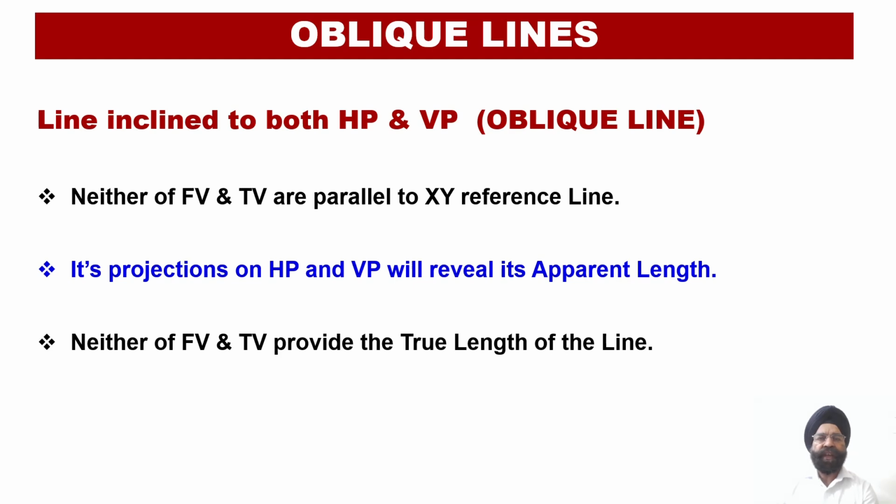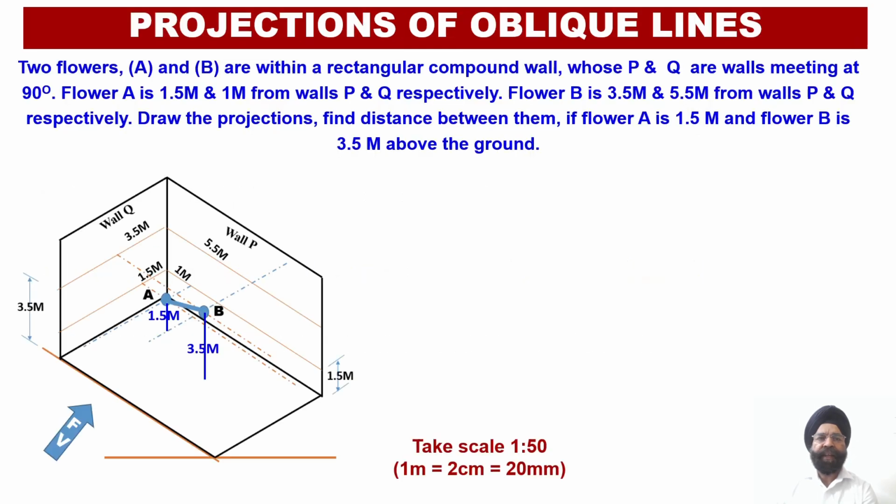So in case we are required to evaluate the true length of the line, then we have to use the principle of the rotation of the line in order to obtain the true length as well as the true inclinations of the line with respect to the reference planes HP and VP.